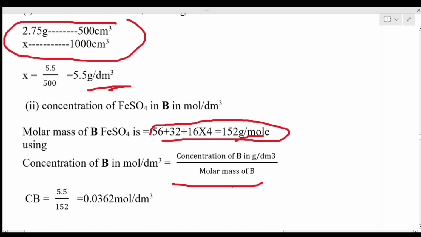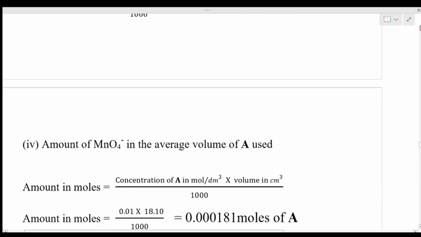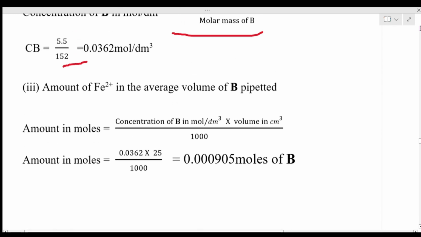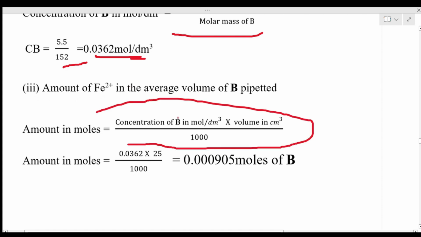Then we use this formula to calculate our mole per dm³ of B. If you have done that, remember your mole per dm³ must be in 3 significant figures. Look at it. Can you see it? So let's calculate the amount in mole. Amount in mole, the formula is this: mole per dm³ of B times volume. Remember, our volume is 25. This is a case study of 25. In your school, if you are using 20, you use 20 to calculate. So this is my mole per dm³ times my volume divided by 1000. I have these moles of B. That's the moles of B that I have.